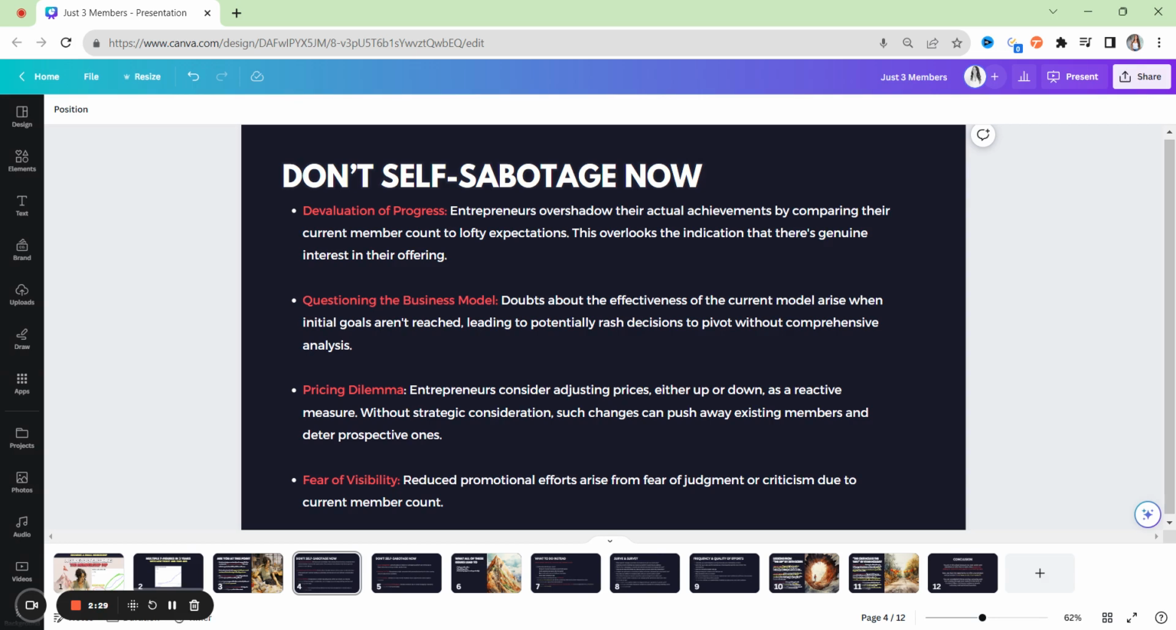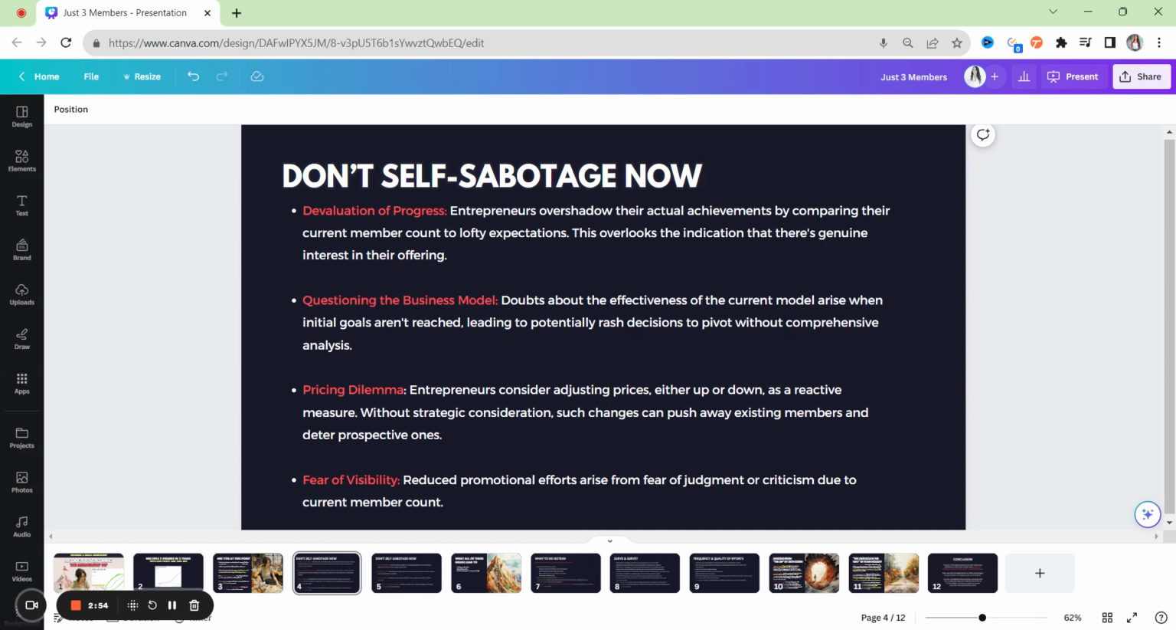And here's why. Many people devalue the progress, so entrepreneurs overshadow their actual achievements by comparing their current member count with their expectations. And this overlooks the indication that there is genuine interest for your offer, right? So one of the hardest pieces, remember when you started this journey, all you wanted is to find someone giving you money for something you thought has value and you love, right?